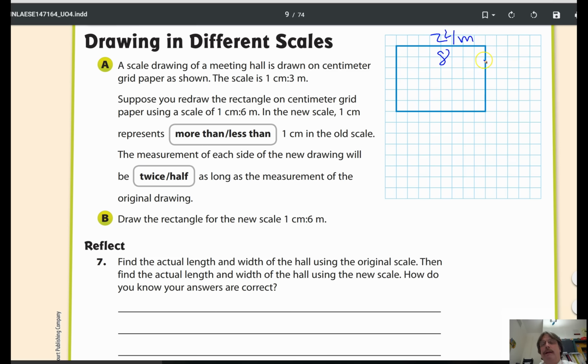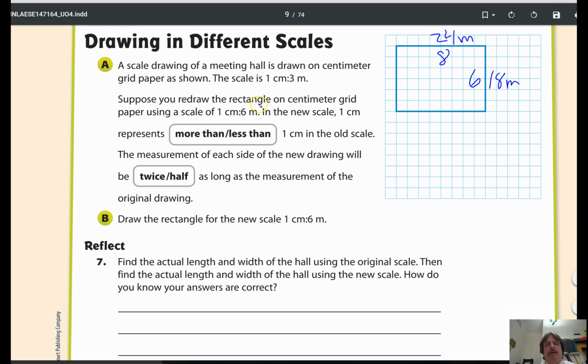And then I can do the same thing on this side. Okay, so it's 1, 2, 3, 4, 5, 6. So I count 6 centimeters and I skip count. 3, 6, 9, 12, 15, 18. So that's 18 meters is what the actual length would be.